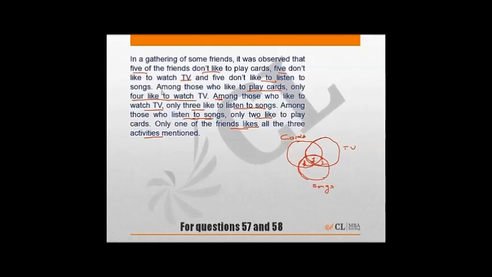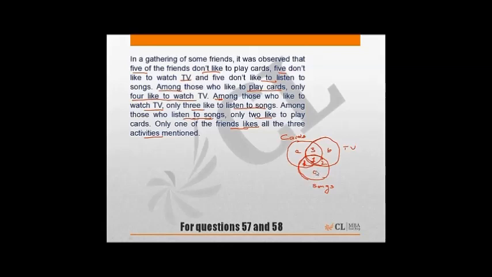Okay, we look at this. Among those who like to play cards, four like to watch TV. So, by the same logic, this should be three. So, what are we left with? We don't know the values of this: only cards, only TV, only songs.